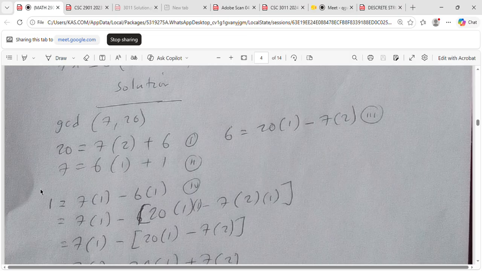The GCD can be 2, the GCD can be 3, the GCD can be 4, as long as it's not 1. The equation doesn't have a solution. Number 2.